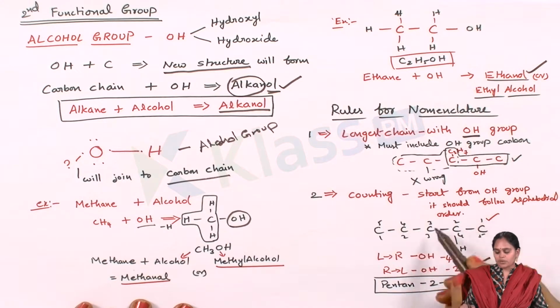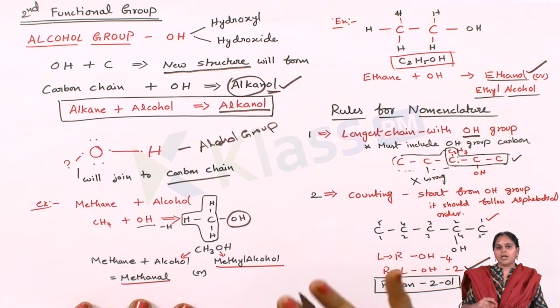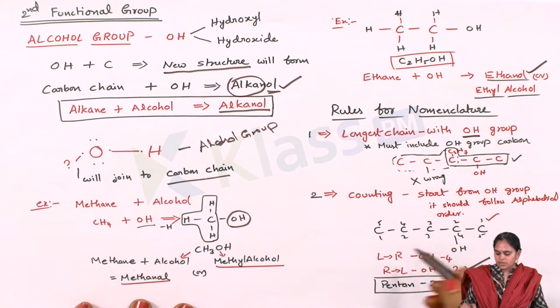So if you count right to left, it is getting 2, so that lower number is preferable. Take that sequence, whether it is right to left or left to right, whatever it may be. Whichever is getting the OH group a lower number, that you have to consider. Then give the naming for this one. All are single bonds, so it is the alkane family.